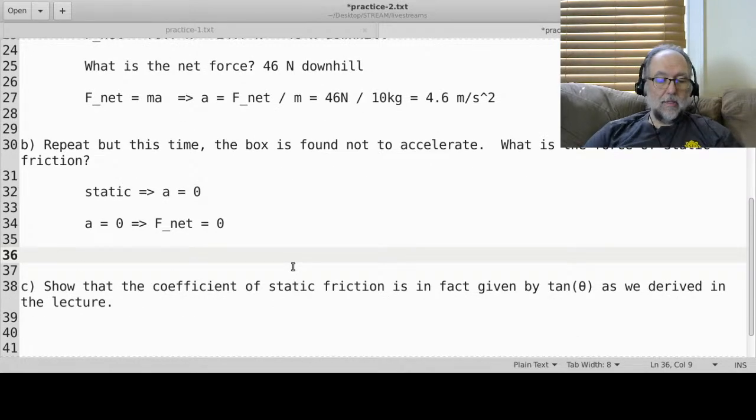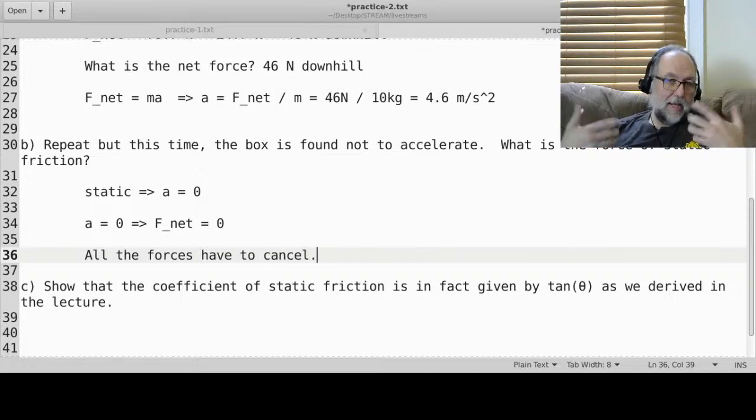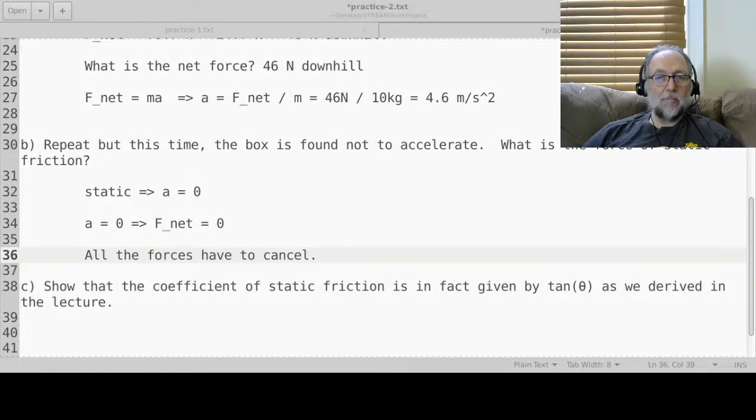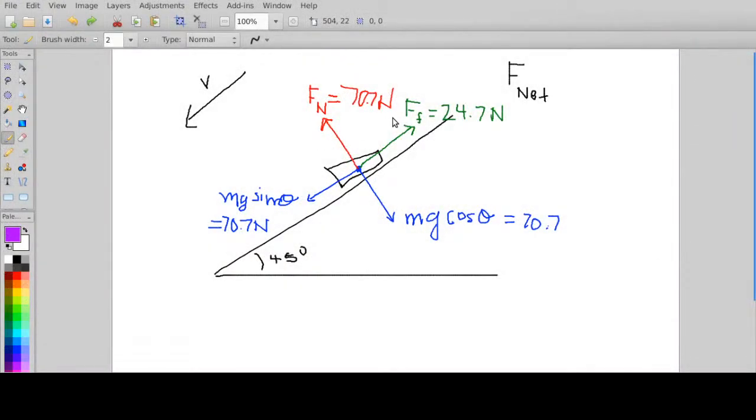And that means that all the forces have to cancel. Okay? And that's what's different than the previous problem. Let me show you the diagram again. If you take a look at the diagram here, not all the forces are canceling.